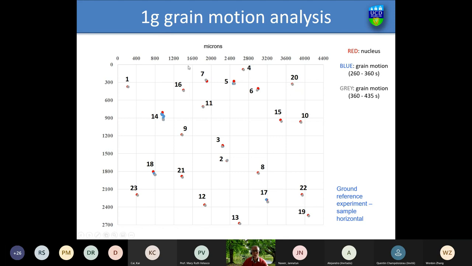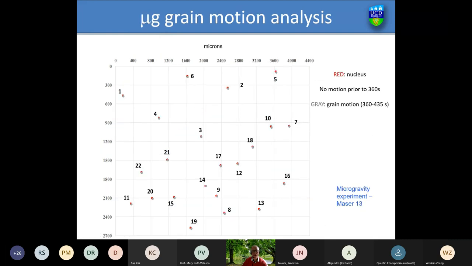So here is the result from the 1G situation. These are the origins of the equiax grains. The red is where they started. The blue is how they moved, and the red is where they ended up. So you can see their trajectory. Now, they didn't travel very far. I mean, these are in microns. But for the microgravity situation, they hardly moved at all.